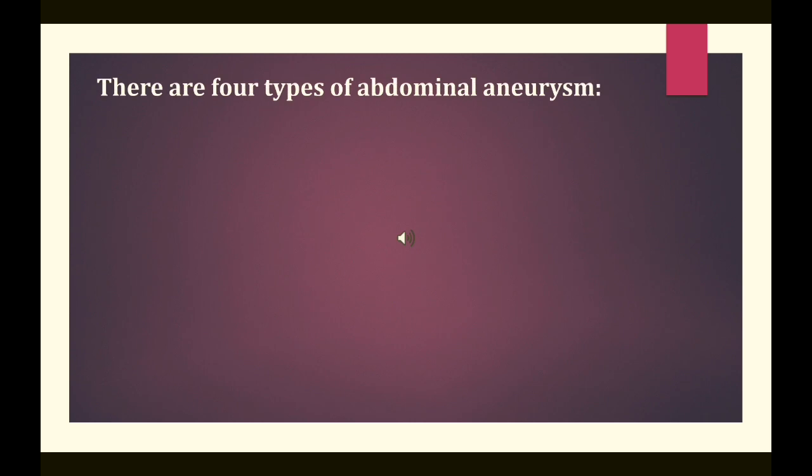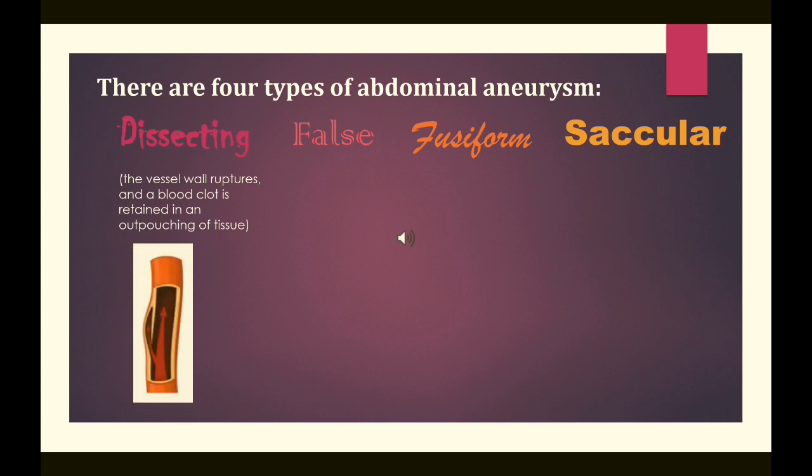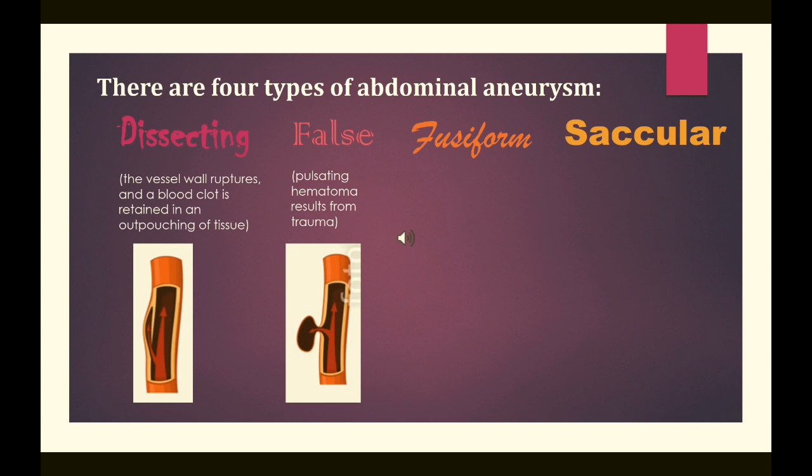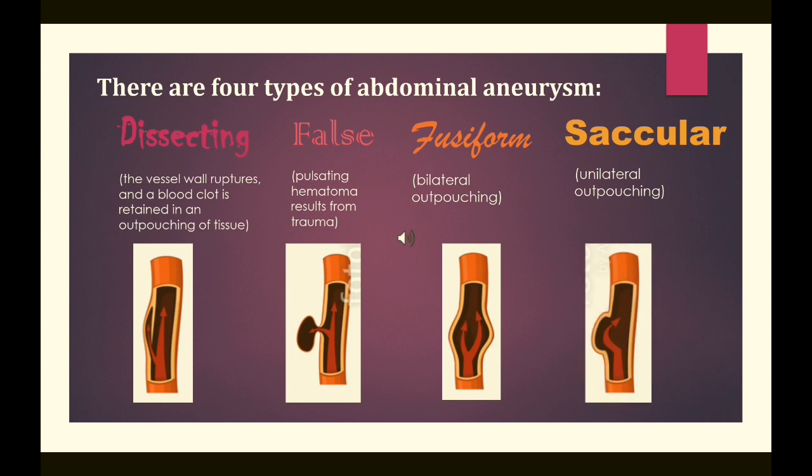There are 4 types of abdominal aneurysm: dissecting, false, fusiform, and saccular. In a dissecting aneurysm, the vessel wall ruptures, and a blood clot is retained in an outpouching of tissue. The false aneurysm is a pulsating hematoma that results from trauma. Fusiform aneurysm is bilateral outpouching. Saccular aneurysm is unilateral outpouching.